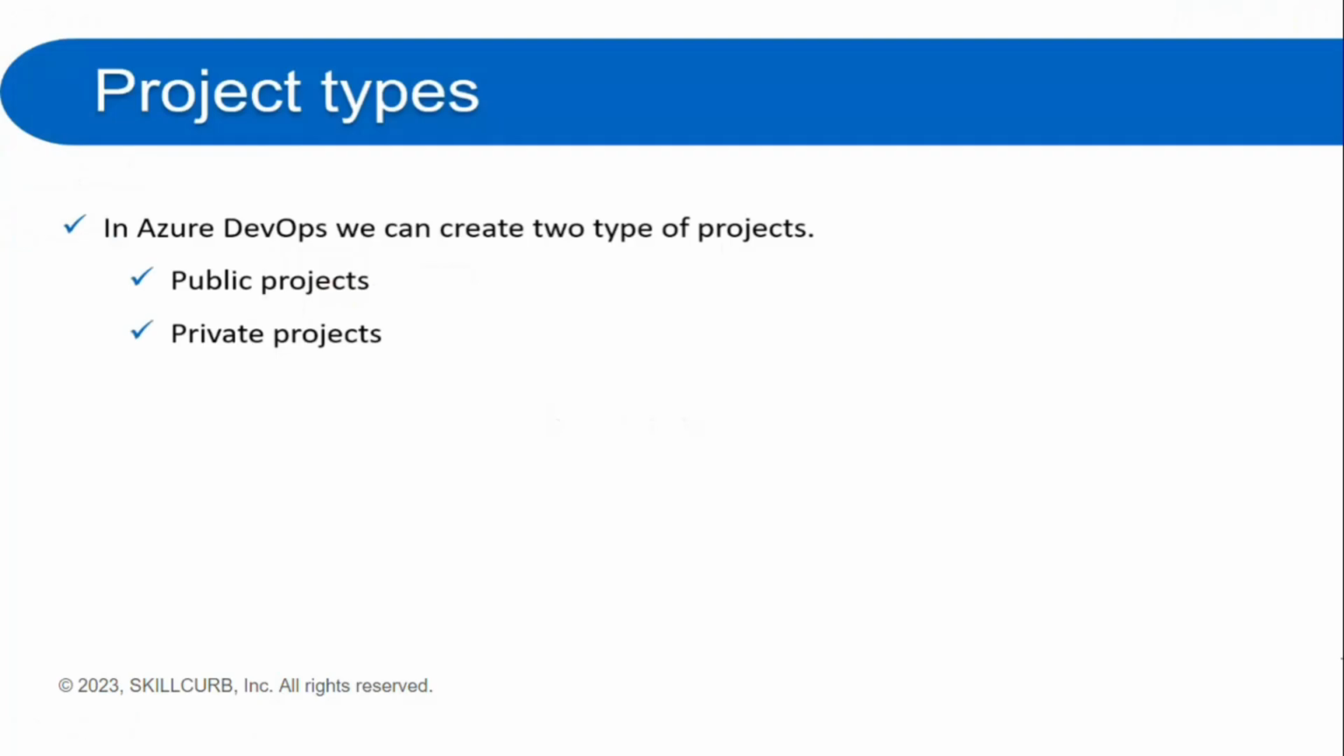In Azure DevOps, there are two types of projects, the private projects and the public projects. You can have both the private and the public projects. It is nothing but the visibility or the accessibility of a project. Let's talk about both of them in detail.